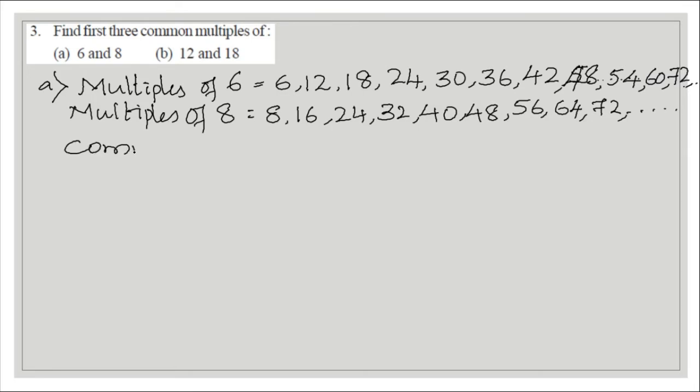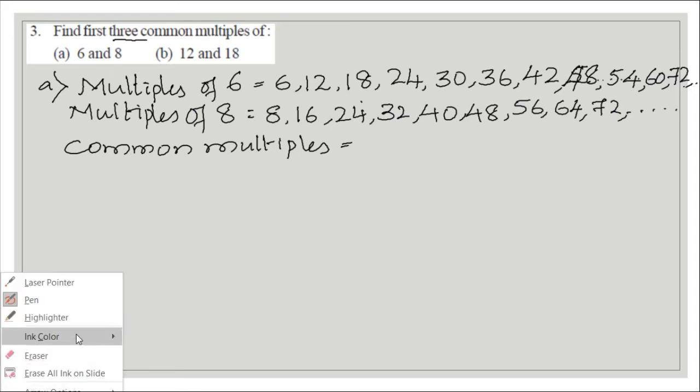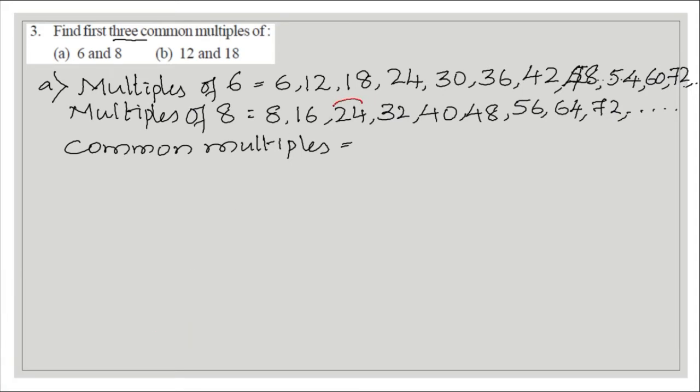Now the common multiples. We have been asked only the first three common multiples. So first one here, I'll change the color so that you will be able to identify. The first one is 24. Second one is 48. And the third one is 72. So the common multiples are 24, 48 and 72.